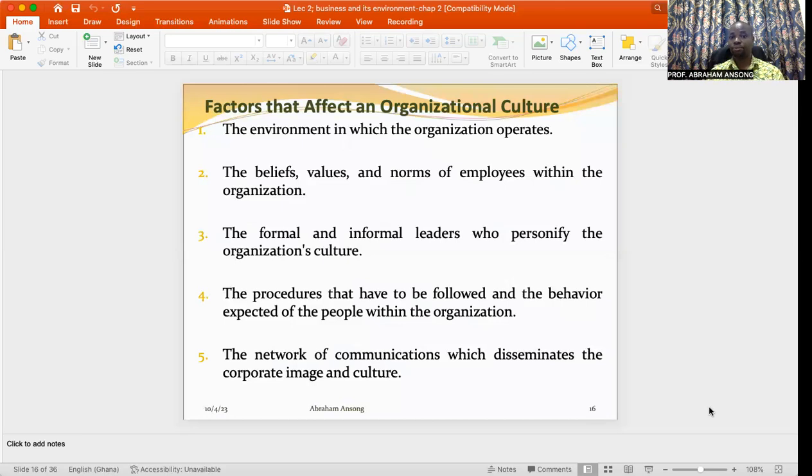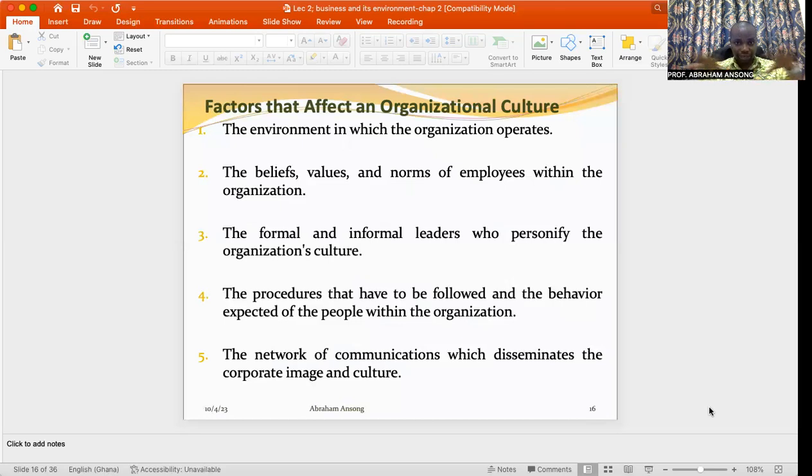That is very, very important. Whether they will go in accordance with the culture or not, that definitely will affect the culture of the organization. The network of communications, which disseminates the corporate image and culture. All right, so very, very important.